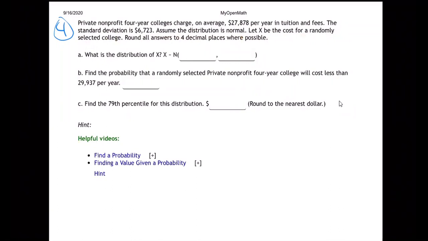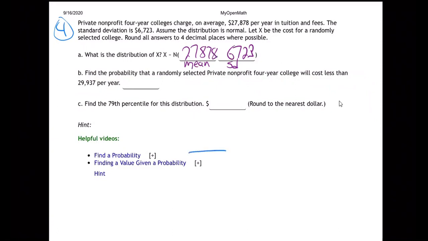Here we go again. Very similar. So again, this is always the mean and the standard deviation. What is the mean? My mean is 27,878. Standard deviation is 6,723. Then it says find the probability that a randomly selected private college costs less than $29,937. I don't think there's anything new on this problem.